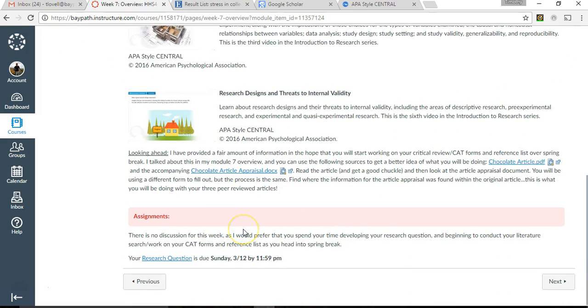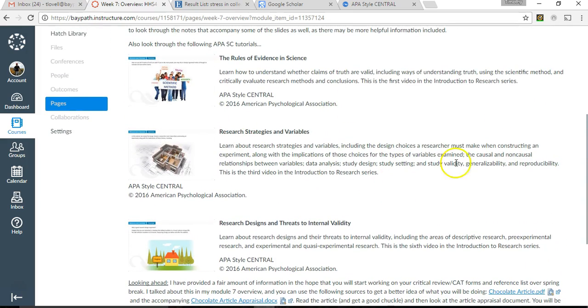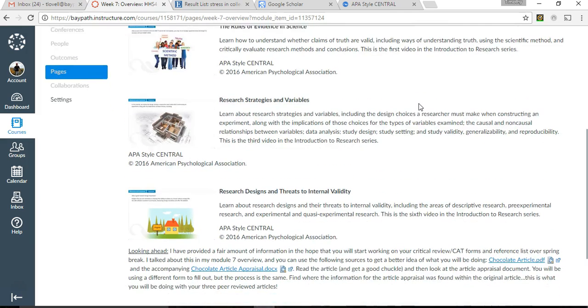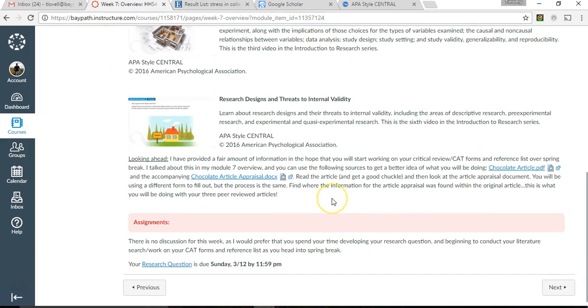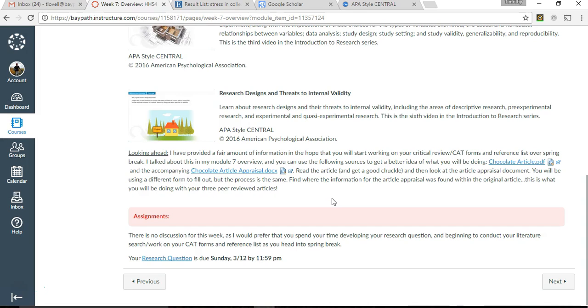Again, I wrote down here there's no discussion this week because I really want you to focus on the research question and really start diving into covering all of this information up here and then getting into your critical review forms. If you have any questions, as always, get in touch sooner rather than later. I'll obviously be checking email all week as I continue to grade your interview summaries. I'll probably post something before spring break. I'll definitely be checking email through spring break. So I will definitely be in touch. Just like I said, better to ask questions sooner than later.